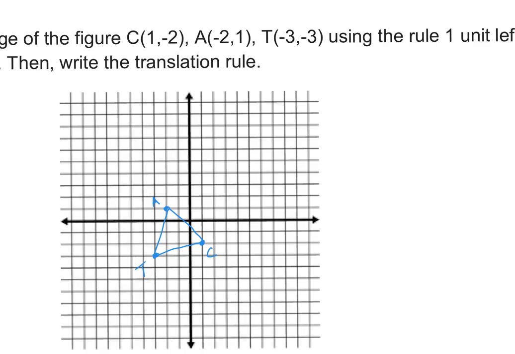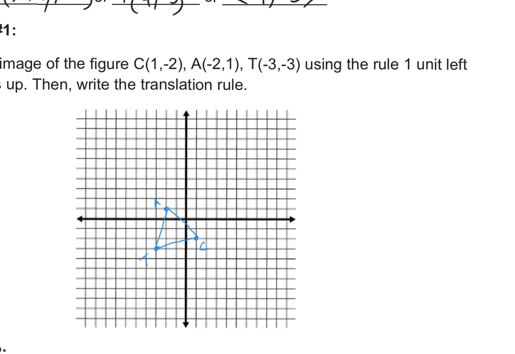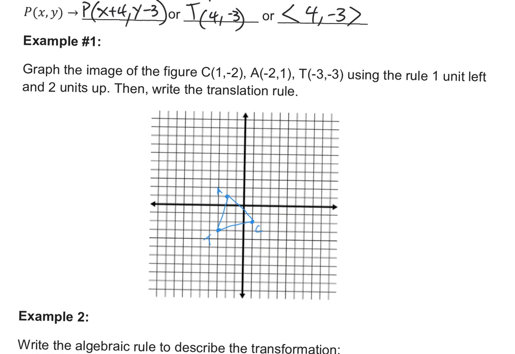Okay, if you graphed it correctly, it should look something like this. Here's point C, A, and T. And then what it says is that you are going to use the rule 1 unit left and 2 units up, and then write the translation rule. Okay, so here's what I'm going to do. I'd like to just plot out all my points.